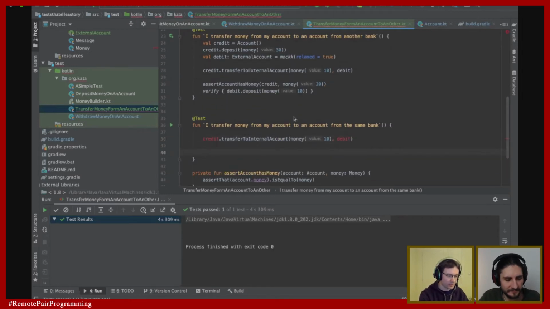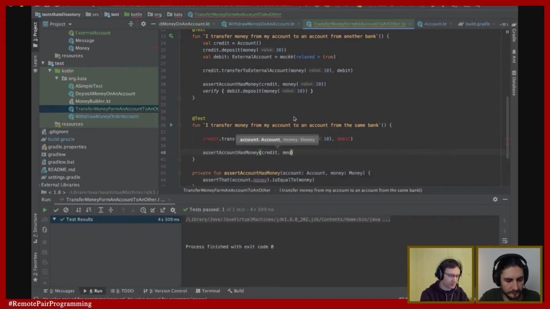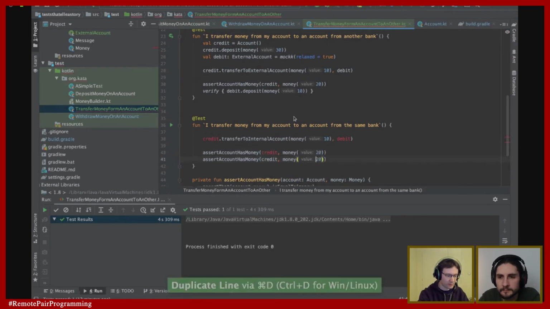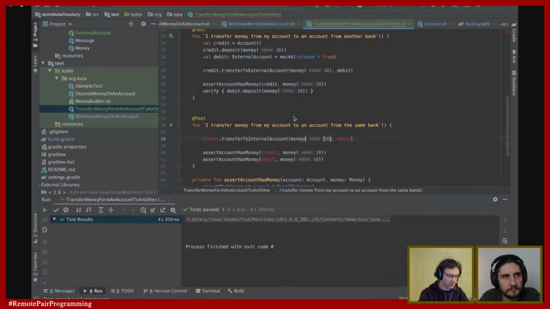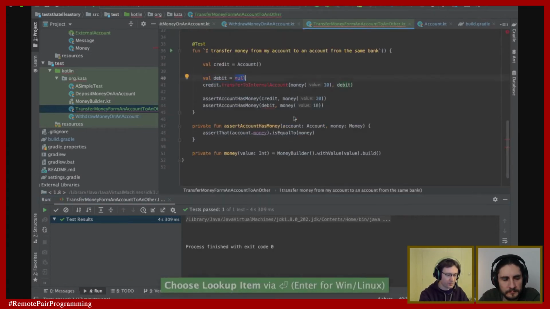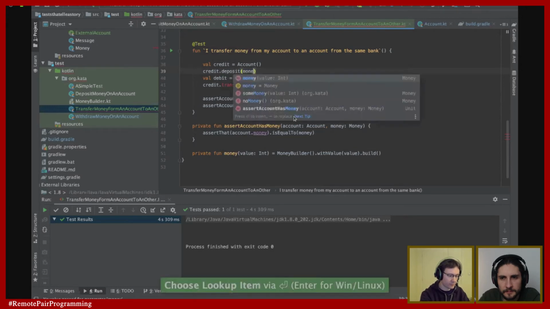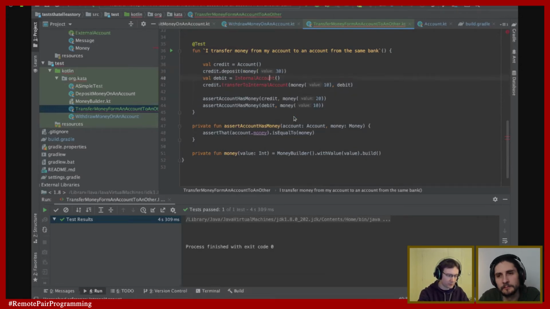And we would like to check that our account has money, and the same with this one. So this one would be what? An internal account? Internal account, yes. Okay, I think that's it.